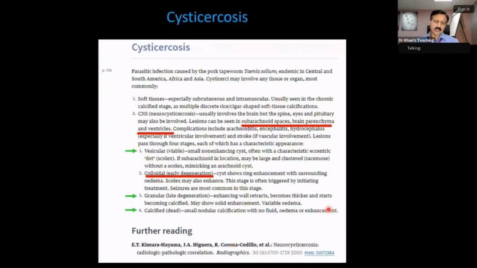Now, this is from your book. And again, I am a strict believer in what I call book memory. I think read cysticercosis from your Chapman. The second part tells you lesions can be seen in the subarachnoid space, brain parenchyma, and ventricles. And you can make cases out of cysticercosis. So many cases can come in the exam.